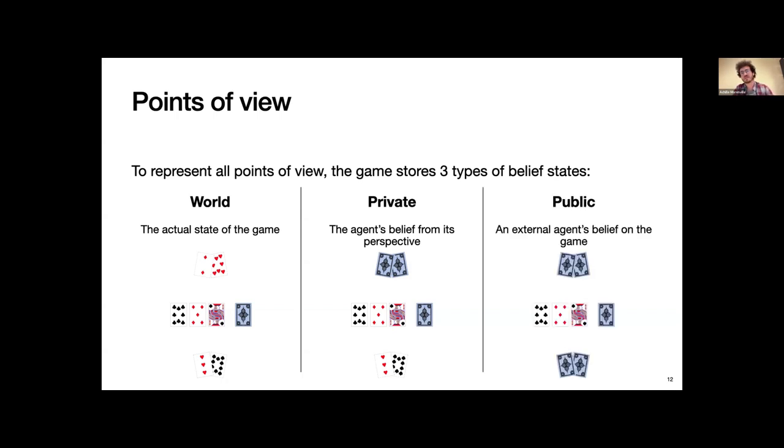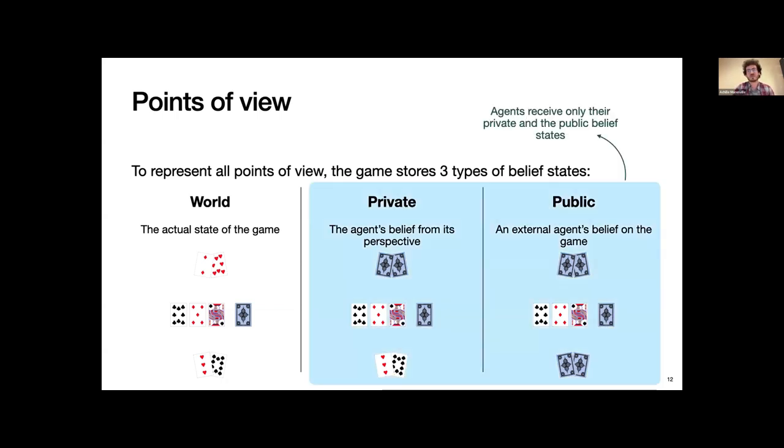And the last one is the public belief states, sorry, which can be viewed as an external view on the game. So it's just an agent that is outside the game and that's seeing the game. Here, for example, this point of view only sees the cards in the middle. An agent that plays the game will only receive its private belief state and the public belief state, and so the world state stays hidden. So there is a distinction between what information is public and what information is private.